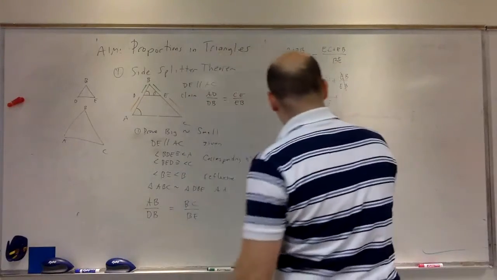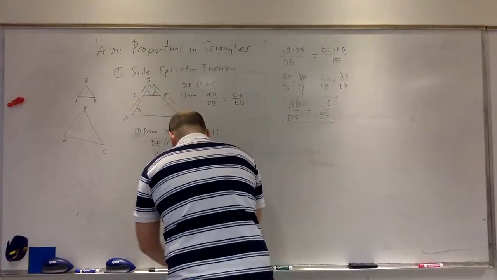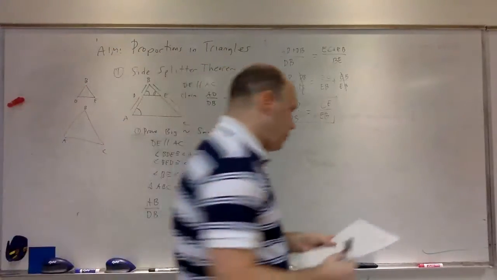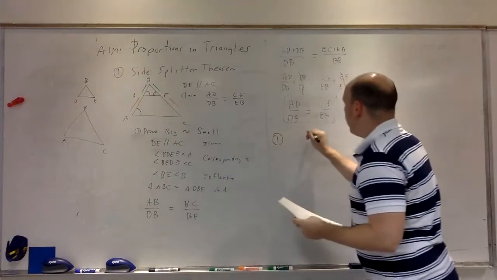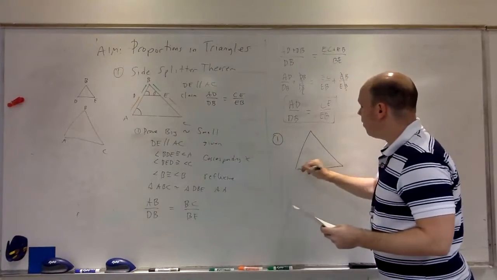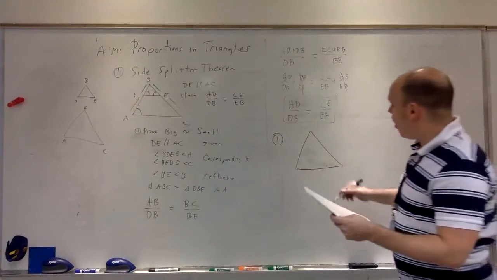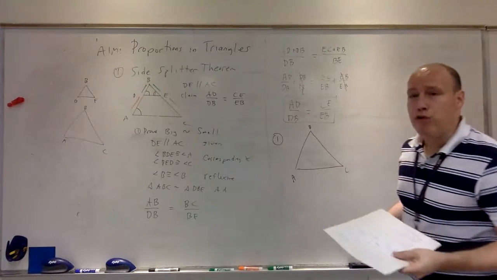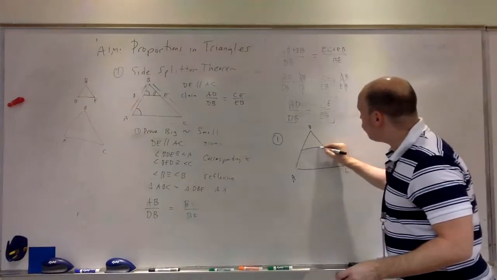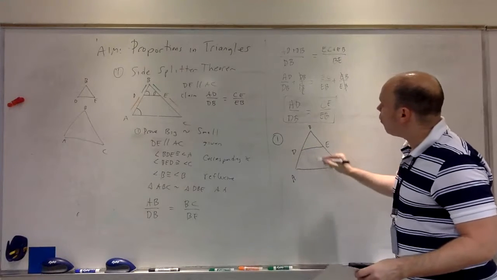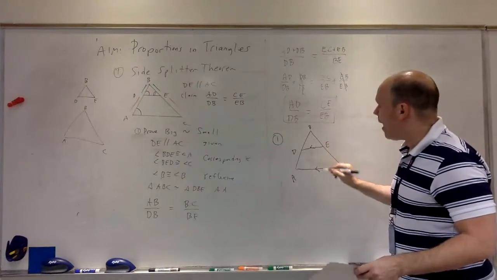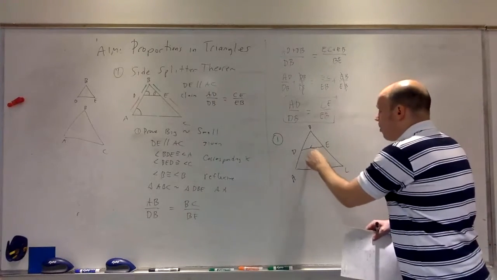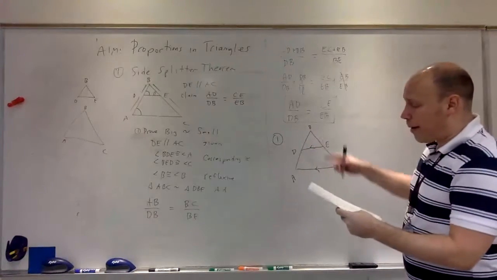So let's work on a problem. Let me get a new pen. This is running out of ink. So let's get a problem on the board. We have a triangle, and I've drawn, let's call it A, B, C. I've drawn in DE so that DE is parallel to AC. So immediately you know, oh, side splitter theorem. You know these are parallel, so you should expect to see the segment proportions.